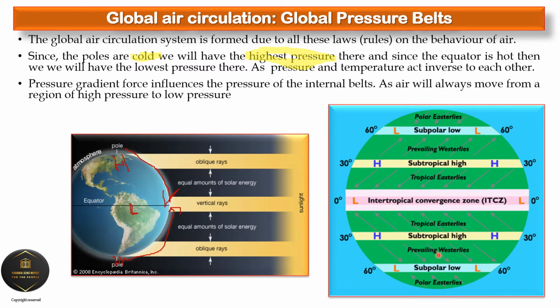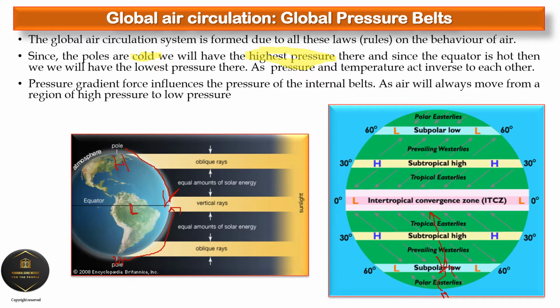And remember, it's because of the alternations that state that air will move from a region of high pressure to low pressure, from the polar high, sorry for skewed writing, to the subpolar low, and from the subtropical high to the subpolar low, and from the equatorial low pressure, or ITCZ, you see, so from the subtropical high to the ITCZ, or the equatorial low.